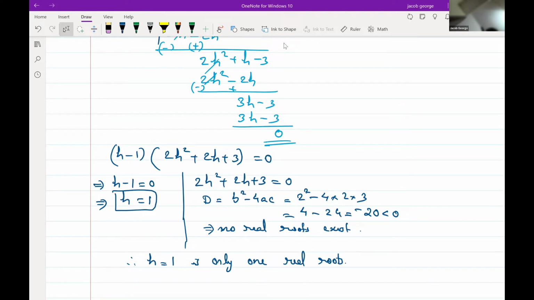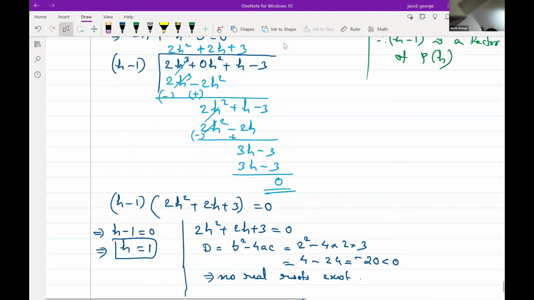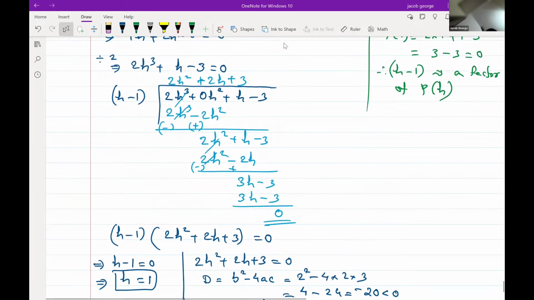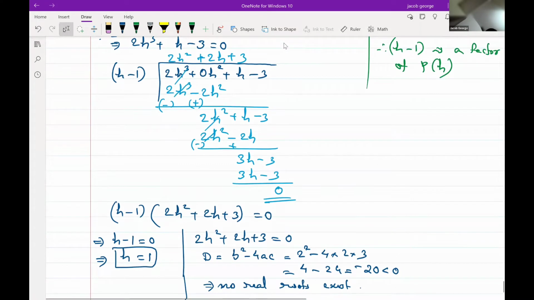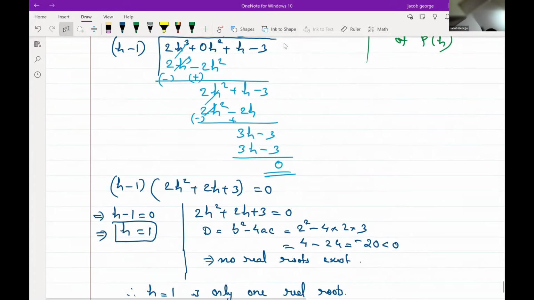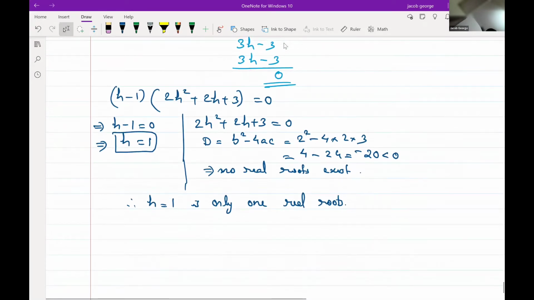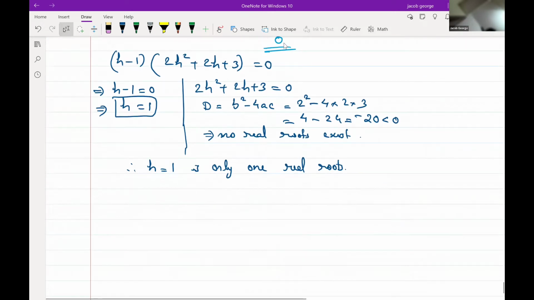Before that, by trial and error method, we found one of the roots of the polynomial as p of 1. Then h minus 1 is a factor. So we have done long division by h minus 1, and we got the remainder 0. So h minus 1 into the remaining factor is equal to 0. So h is 1 is the real root, but for the other polynomial, we don't get a real root.